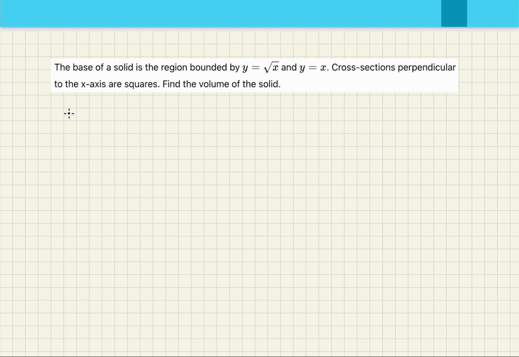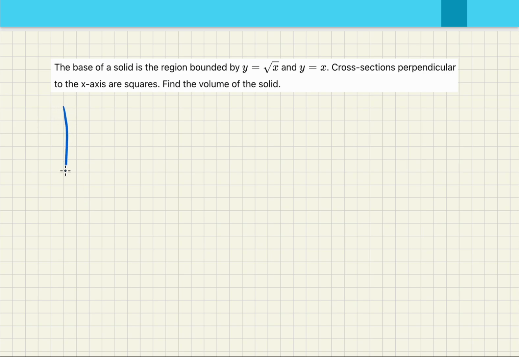So when you encounter a problem that asks you to use known cross-sections, it will be in this form. The question will give you the region bounded by two or more equations, and it will tell you that the cross-sections are perpendicular to either the x or y axis, and they are a type of shape. So in this case, the cross-sections perpendicular to the x-axis are squares. So the axis is x and the shape is square.